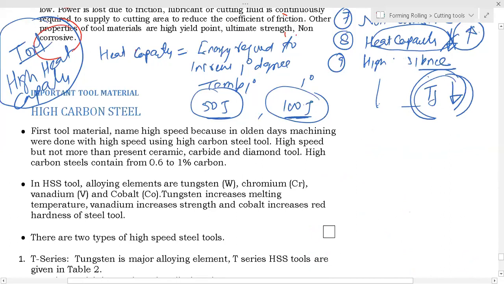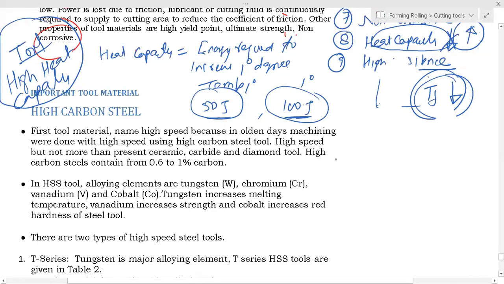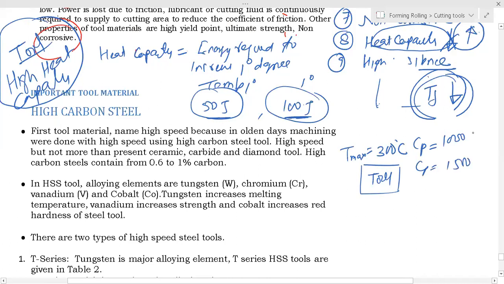So what I was discussing about heat capacity, simple. Thermal conductivity must be high, because higher the thermal conductivity, higher the heat dissipation. We don't want this. So this is your tool, and we want to limit the maximum tool temperature to 300 degrees centigrade. So we have two options. One is the CP value. Suppose one material has 1000, and another has CP of 1500 joule per kg per degree centigrade.